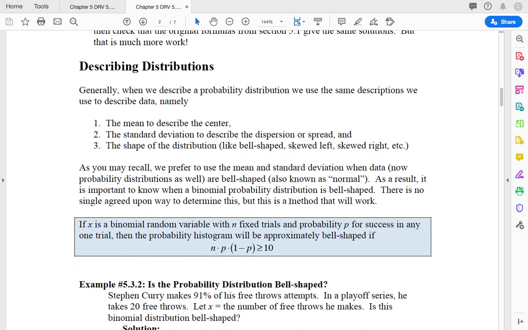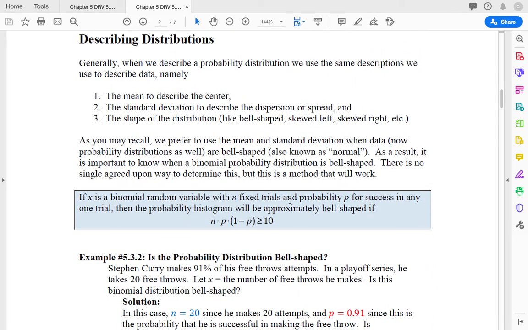The second topic in section 5.3 is when we're describing distributions. There's always three things that we talk about when we describe a distribution. We always talk about the center, and we're going to be using the mean to describe the center in general. We want to talk about how widely it's dispersed, or how widely it's spread out. That's the standard deviation. And we talk about whether or not it's bell-shaped, which is the shape. So you've got the center, the dispersion, and the shape. Whenever we describe a distribution, those are the three things that we must include.